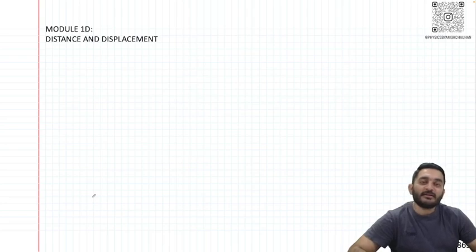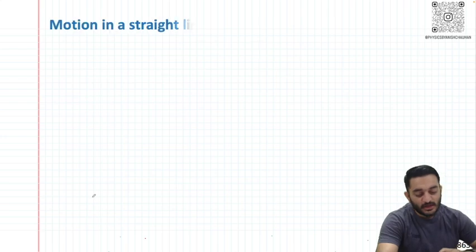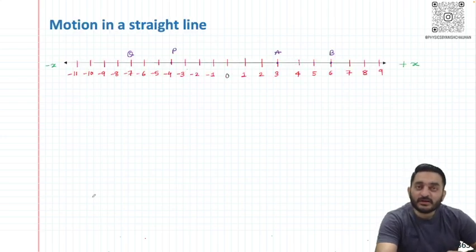Hello guys, in this module we are going to learn about distance and displacement. As we have seen, distance is a scalar quantity and displacement is a vector quantity. Now here we will try to understand both the terms. Now look here, when you simply consider a motion along a straight line, this is how it will look.